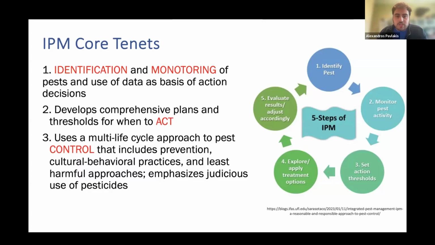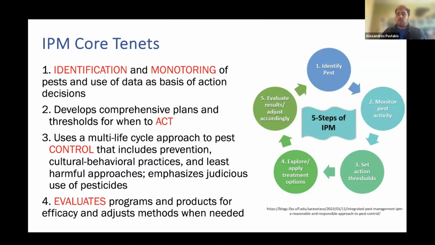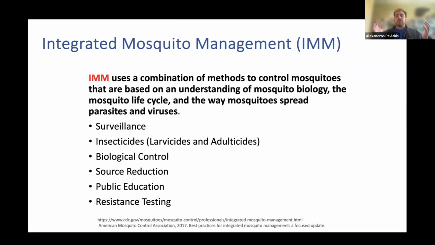Once you've hit those action thresholds, you're going to be using control decisions. There are many different ways to control these pests, including cultural and behavioral practices, using the least harmful approaches. We always want to try to reduce the use of pesticides or chemical controls. And finally, the last step is the ability to evaluate that program: seeing what is working, what the results are, and whether we are actually controlling the pests with the controls that we are using.